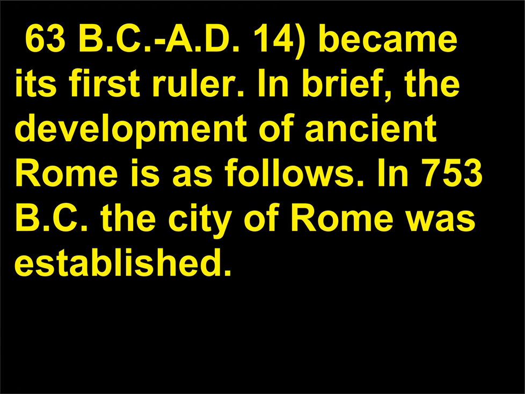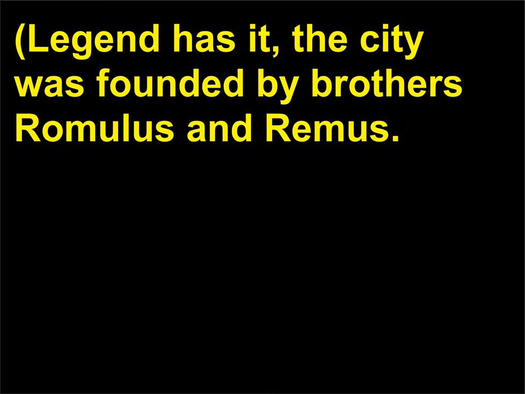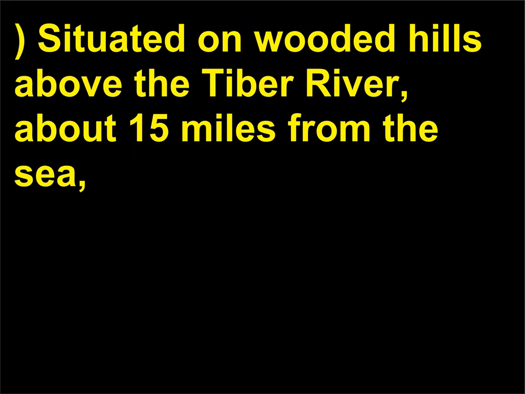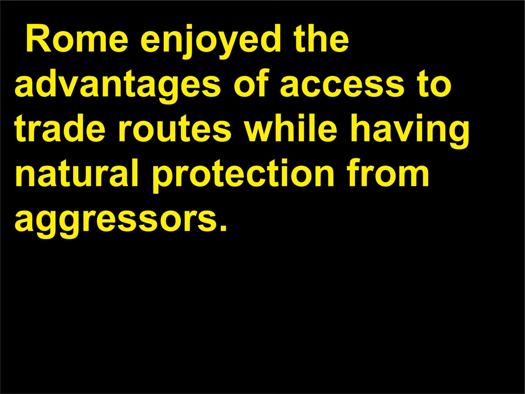In brief, the development of ancient Rome is as follows. In 753 BC the city of Rome was established. Legend has it, the city was founded by brothers Romulus and Remus. Situated on wooded hills above the Tiber River, about 15 miles from the sea, Rome enjoyed the advantages of access to trade routes while having natural protection from aggressors.